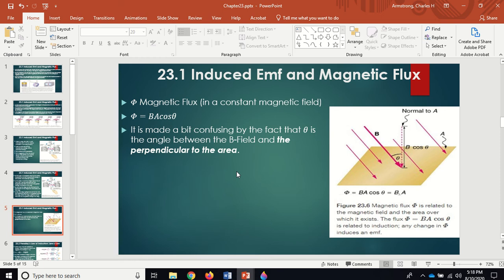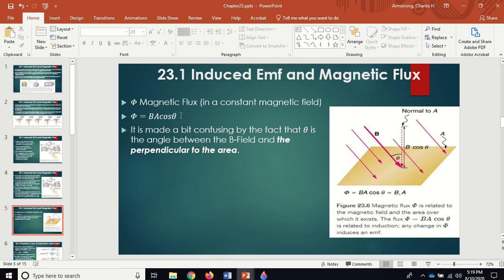Okay, induced EMF and magnetic flux. There's the symbol for flux, magnetic flux. Just that little guy right there. Magnetic flux in a constant magnetic field, there's how we find it. It's equal to the strength of the B field times the area times the cosine of theta.